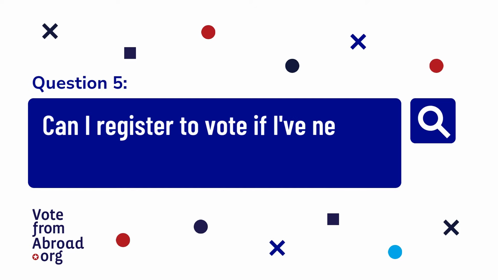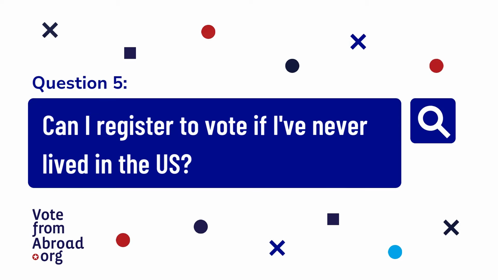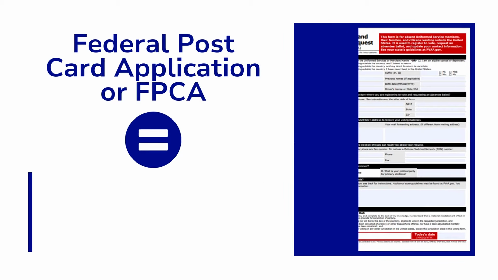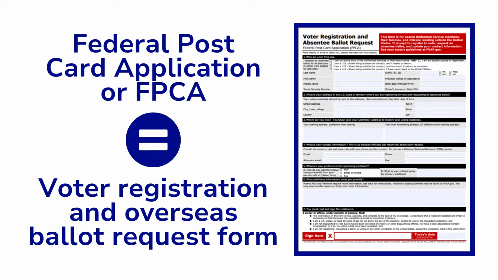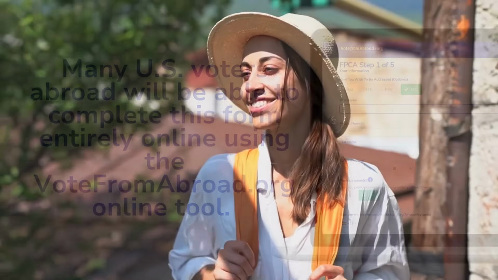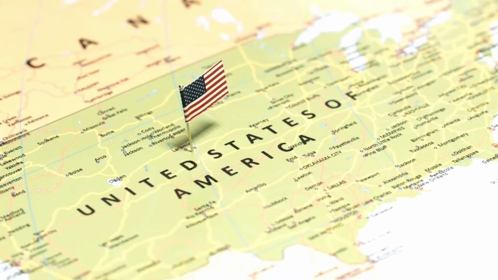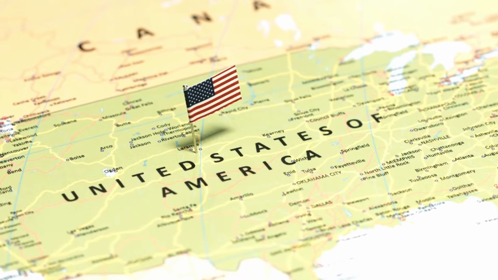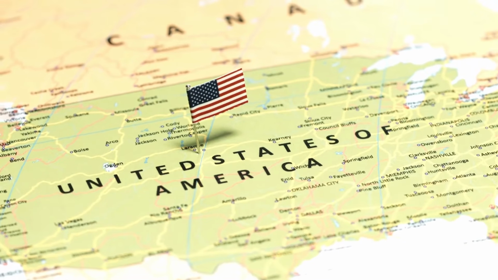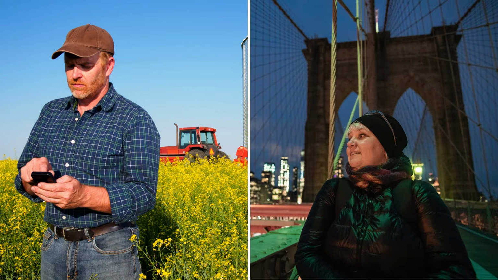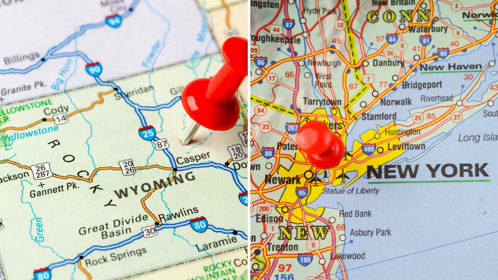Can I register to vote if I've never lived in the U.S.? Yes, as a U.S. citizen abroad, you can submit the Federal Postcard Application, or FPCA, to register to vote and request your ballot even though you have never lived in the United States. For your voting address, use the address of the last place your U.S. citizen parent lived in the U.S. If both of your parents are U.S. citizens, you may use the last U.S. address of either U.S. parent.